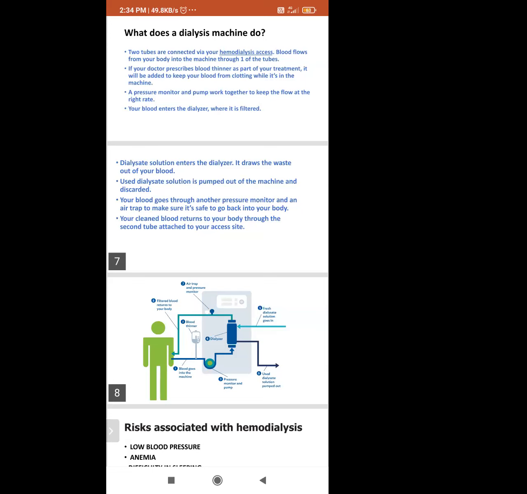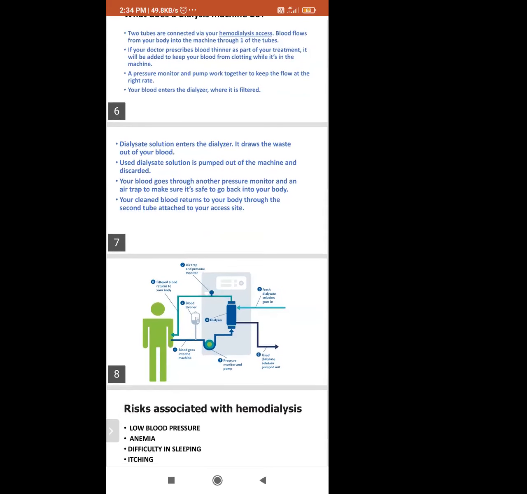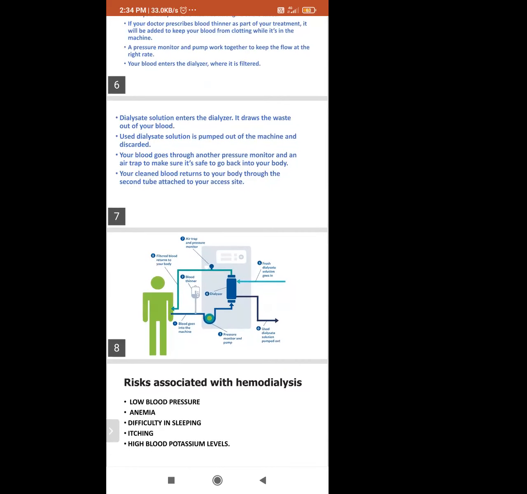Dialysate solution enters the dialyzer. It draws the waste out of your blood. Used dialysate solution is pumped out of the machine and discarded. Our blood goes through another pump, monitor, and an air trap to make sure it is safe to go back to our body. Clean blood returns to our body through the second tube attached to your access site.